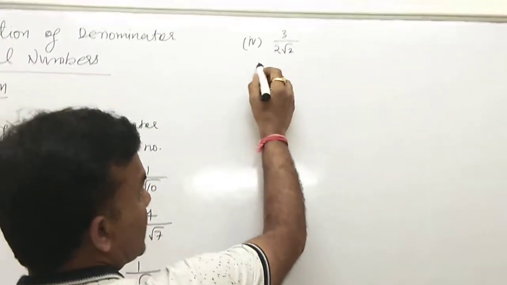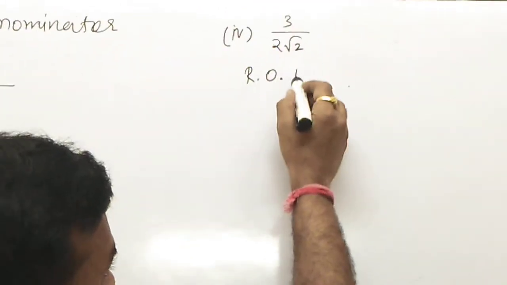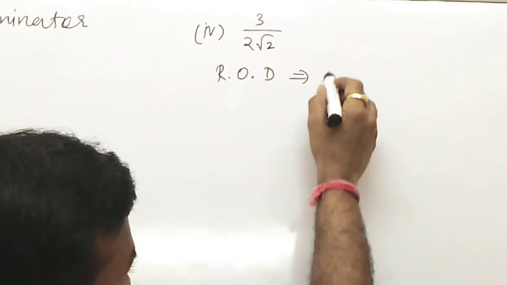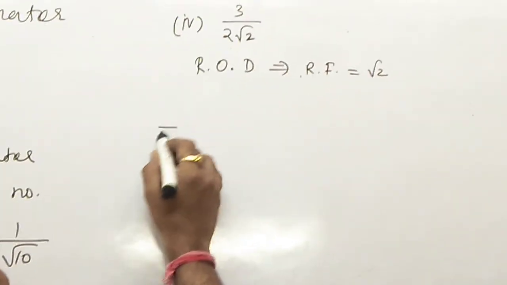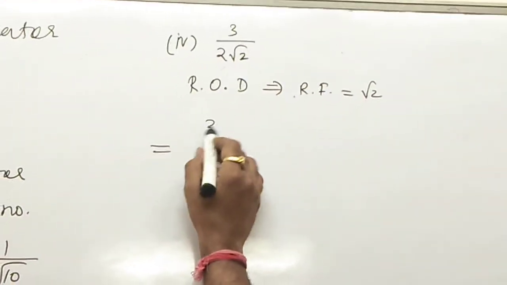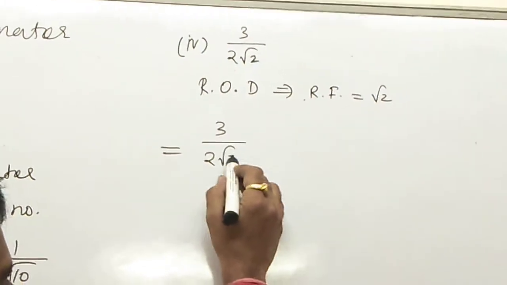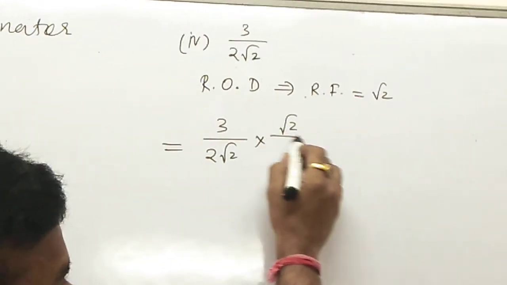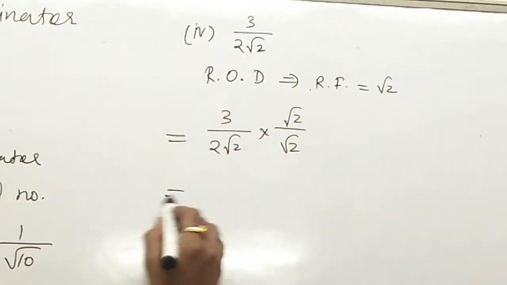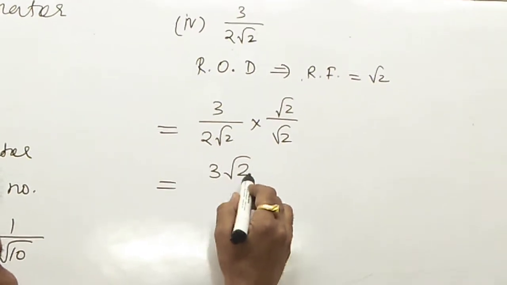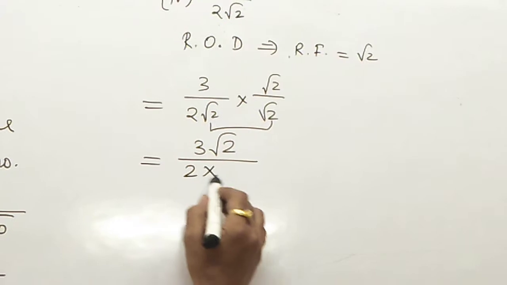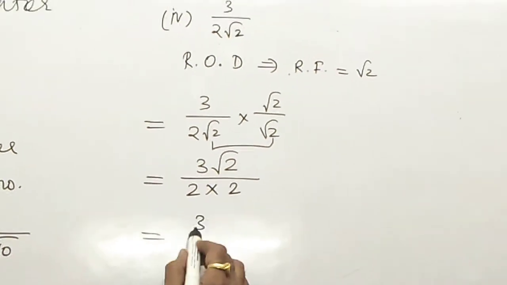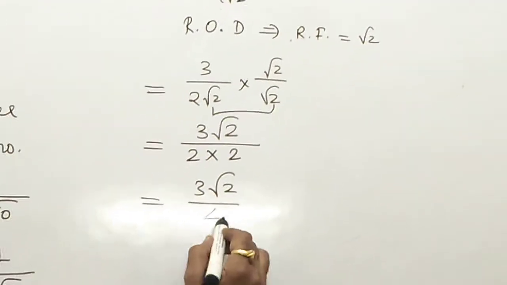So rationalization of denominator, and using the concept, the RF is root 2. So you multiply and divide by root 2, and the whole number you put as it is, but here you multiply by root 2 into root 2. After simplifying it is 3 root 2 over 2 as it is, and root 2 times root 2 is 2, so 3 root 2 by 4 is the answer.